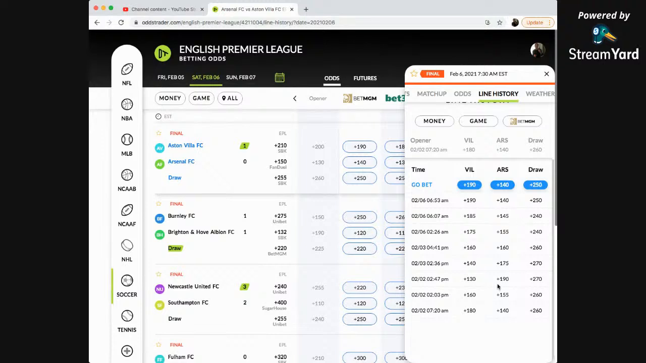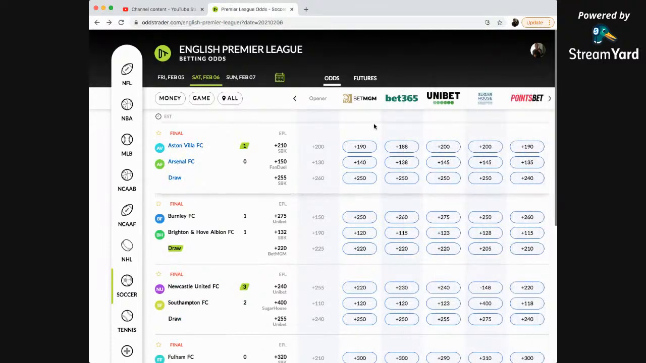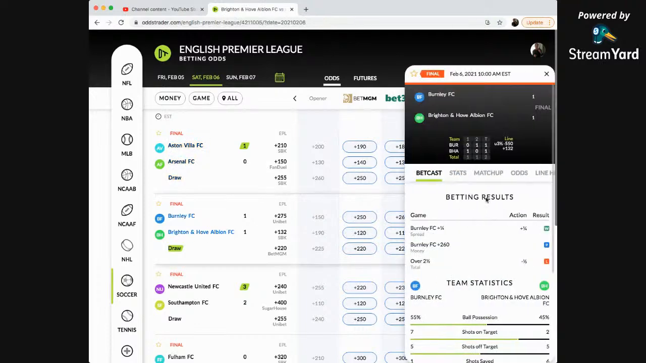We can't eliminate 2 lines. And so what we're trying to do is find just one line movement. So we're trying to find where both lines do this, and we would play the other line. So in this particular example, this would be a no play, even though Austin Villa won. Okay, so there's no play. So let's check out the next one.